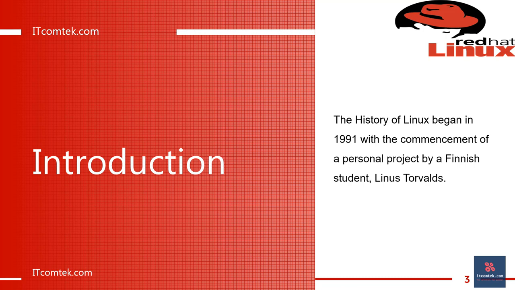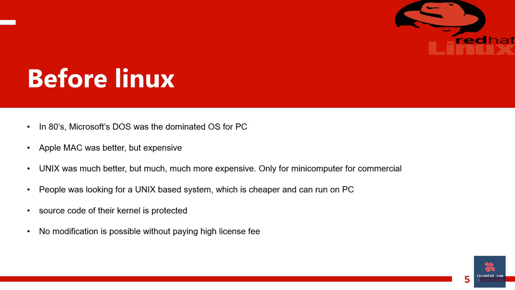But before Linux, what was there? In the 1980s, Microsoft DOS was the most used operating system for PCs. Apple Mac was better than Microsoft's DOS, but much more expensive. Unix was much better, but very, very expensive. People were looking for a Unix-based operating system that was cheaper and that they could run on a PC, but they didn't find any operating system to do so. Any modification of the Mac or DOS operating system without paying high license fees was not possible.